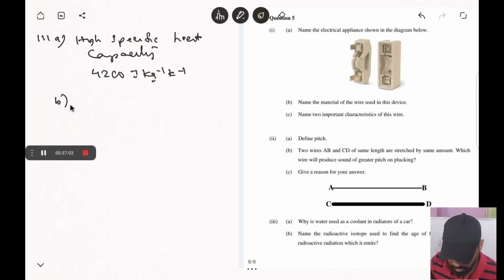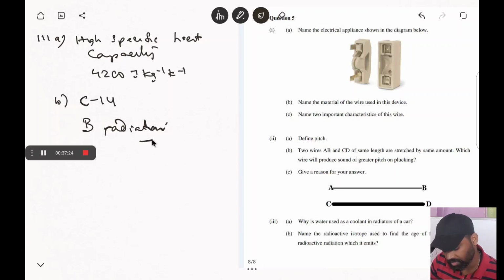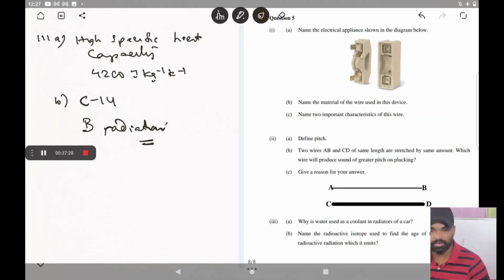Done. Number B. Name the radioactive isotope used to find the age of the fossil. Name one radioactive radiation which it emits. Isotope will be C14. Okay. And radiation emitted is beta radiation, you can say. Beta radiation. Done. So this was the last question.